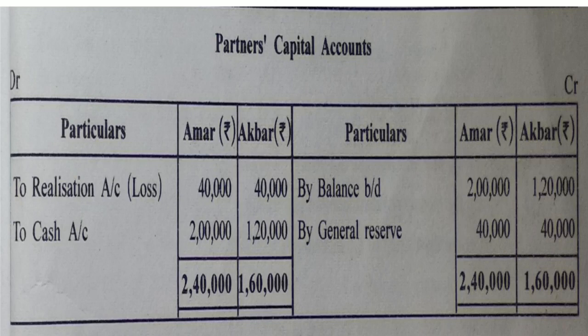And the total on both the sides is the same. Total of credit side is higher, 2,40,000 minus 40,000, balancing figure 2 lakh paid in cash. Same for Akbar. Total is 1,60,000 minus 40,000, 1,20,000 paid in cash. Alright, so this account is also done.